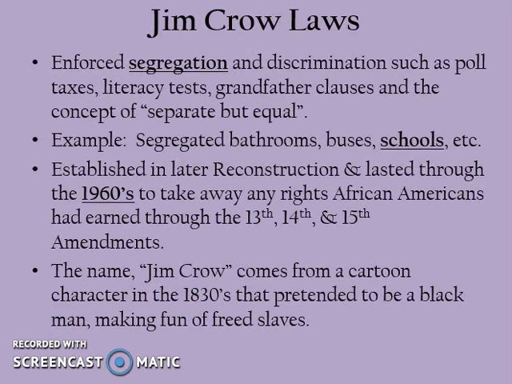Jim Crow laws are going to enforce segregation and discrimination, such as poll taxes, literacy tests, grandfather clauses, and they're going to bring about the concept of separate but equal. Some examples include segregated bathrooms, buses, and schools. They'll be established at the end of, in later Reconstruction, and they're going to last throughout the 1960s to take away any rights African Americans had earned through the 13th, 14th, and 15th Amendments.